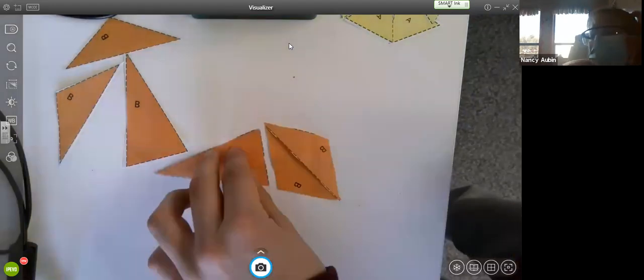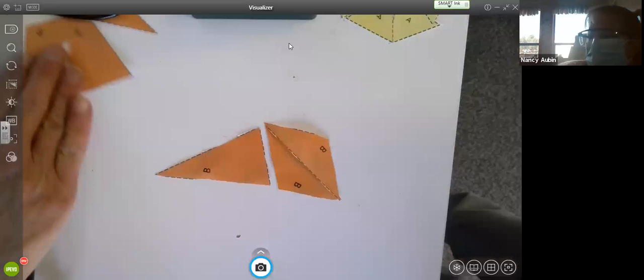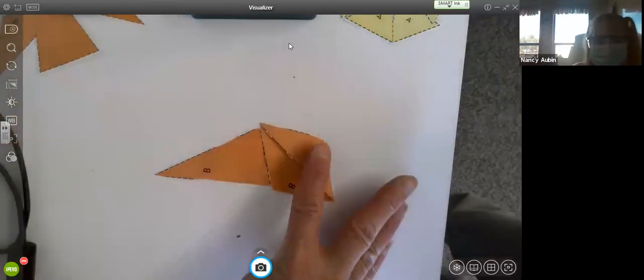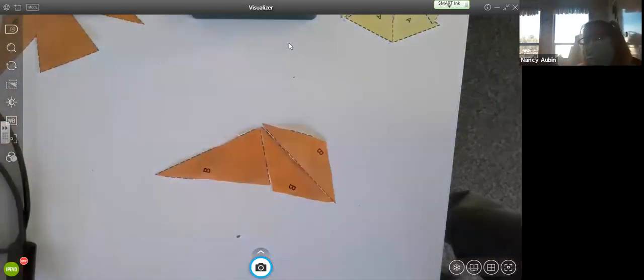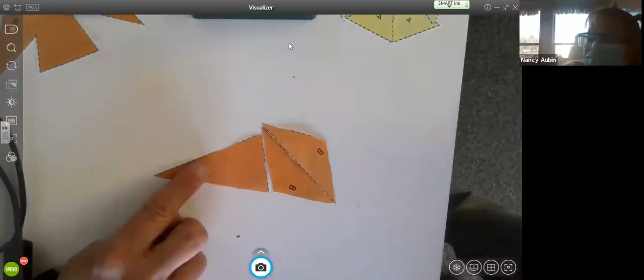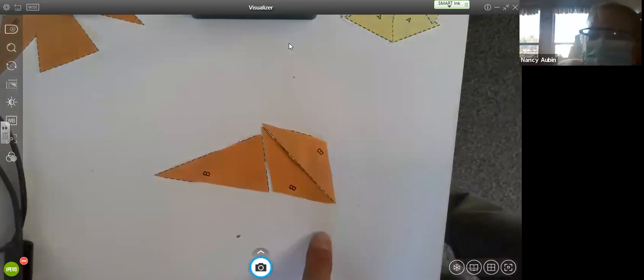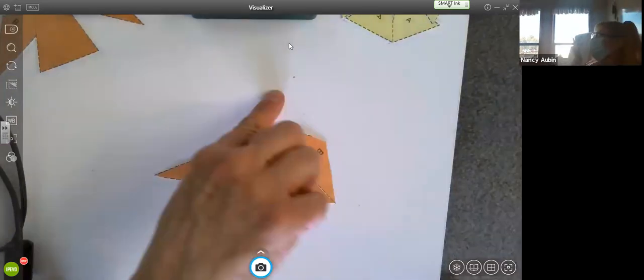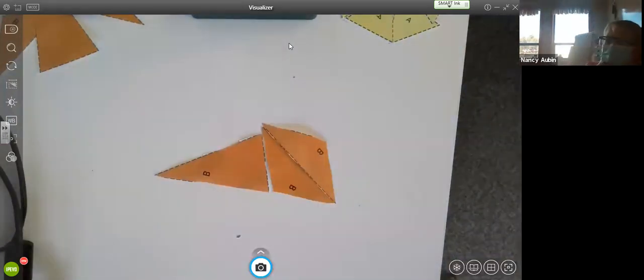Oh, look at his. What do you call that? You've got to count your sides to know what to call it. 1, 2, 3, 4. What do we call a 4-sided polygon? Quadrilateral. All right. See if you can make a different one. Ellie, bring yours up.